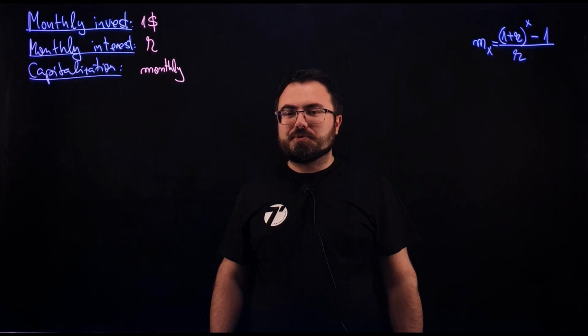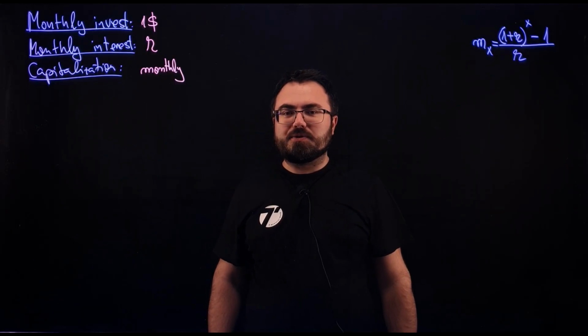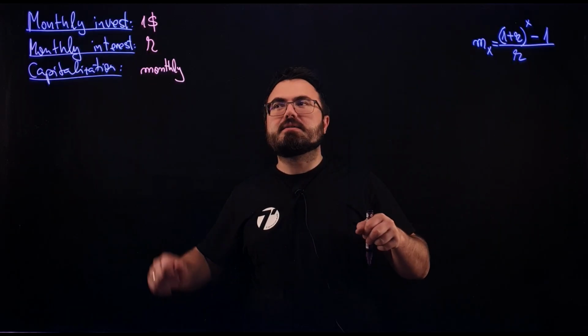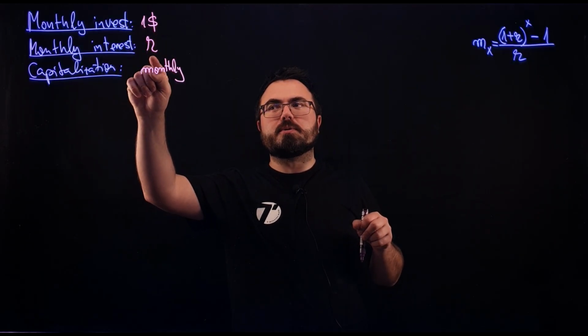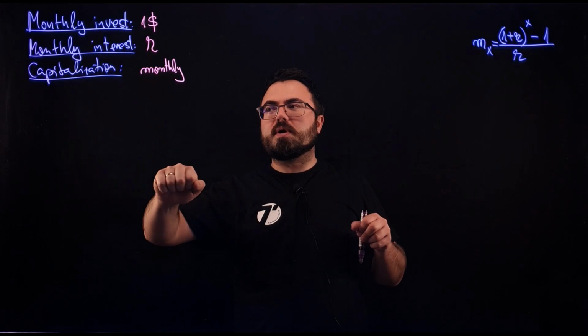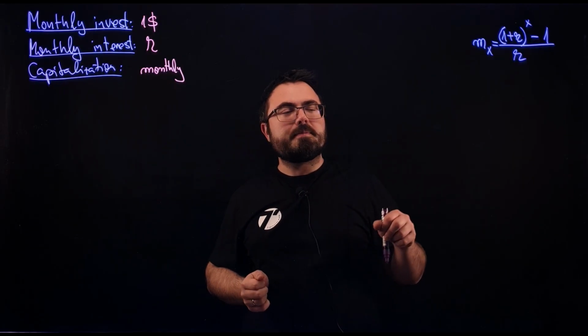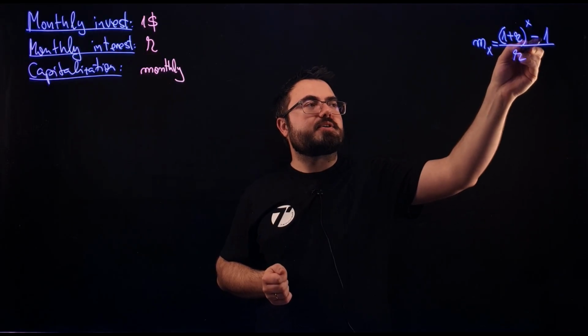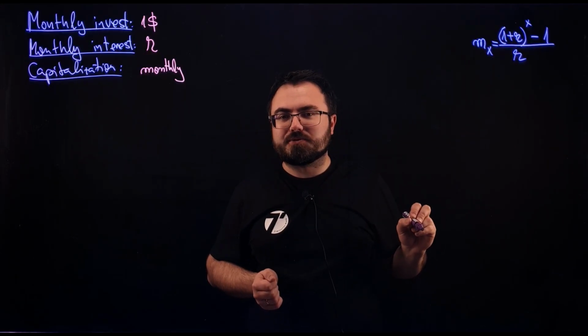Hey guys, welcome to our new video about interest and investment. In our last videos, we have seen that if you make a recurrent investment of $1 with an R monthly interest, with a capitalization that's done monthly, after X months you will have M(X) = ((1 + R)^X - 1) / R amount of money.